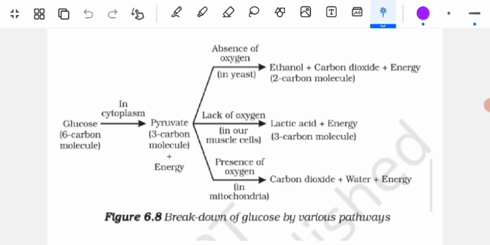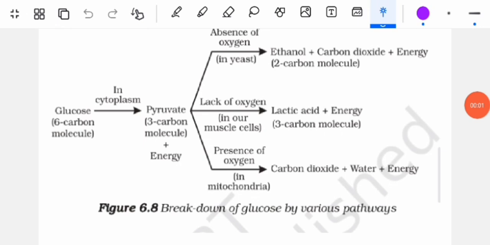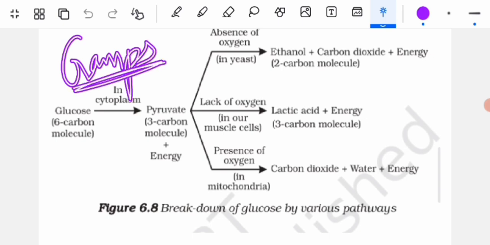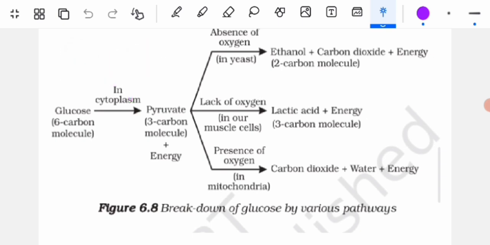You have to think. Next is in the lack of oxygen, that will happen in our muscles. When, means if you do any sudden exercise or sudden running, you will get cramps in legs, cramps in arms, ना, that is because of this process. यहाँ पर lactic acid और energy release होता है. Lactic acid is a 3 carbon molecule.